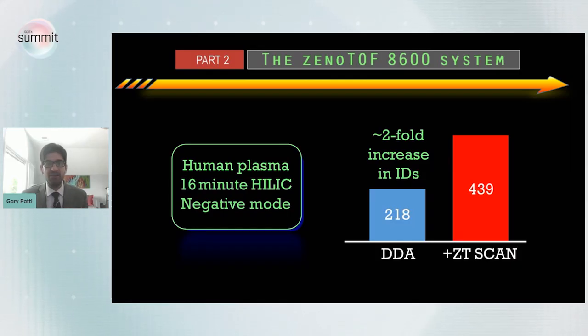Okay, and when we take this and we apply it to human plasma, so this is human plasma, a 16-minute HILIC separation in negative mode. When we do DDA, and we're just using one database, the NIST, and not going through extensive cataloging here. So these numbers, just one mode, so keep that in mind. But you can see that when we add the ZT Scan in, we're getting double the number of identifications.